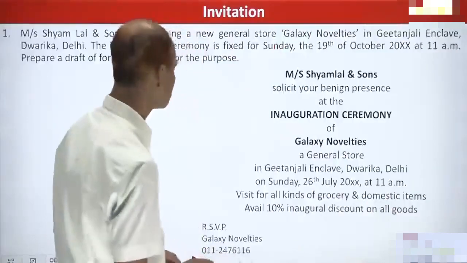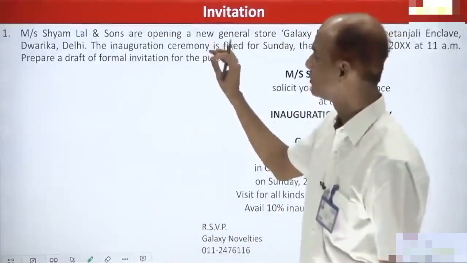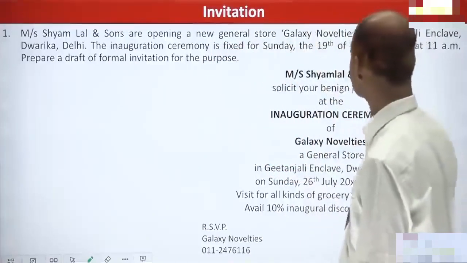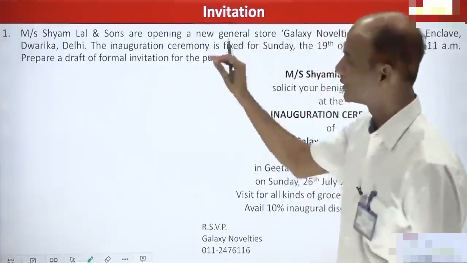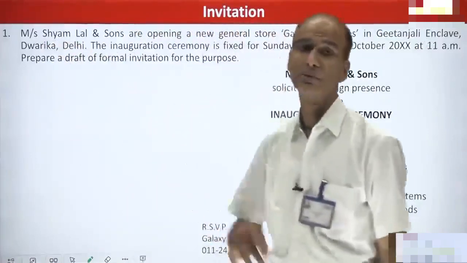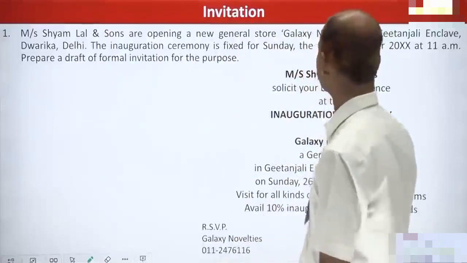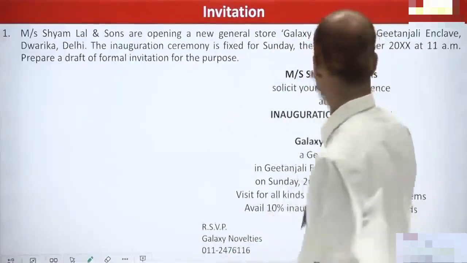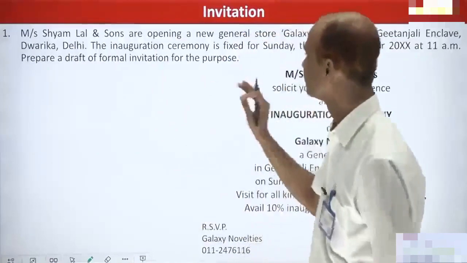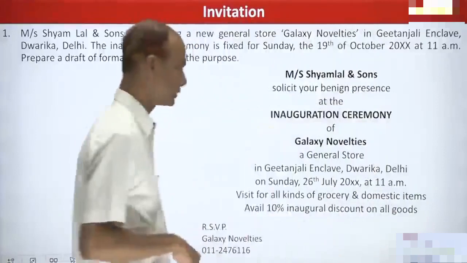Now let's discuss this question here. The question is, Messrs. Shamlal and Sons are opening a new general store, Galaxy Novelties, in Geetanjali Enclave, Dwarika, Delhi. So this is for Messrs. Okay, actually this is the plural of Mr. And the inauguration ceremony is fixed for Sunday, the 19th of October. Okay, this year is given at 11 a.m. Prepare a draft of formal invitation for the purpose. So this is the question. Now see the solution here.